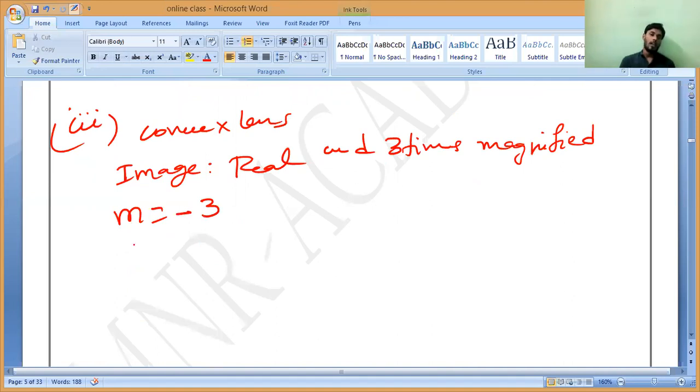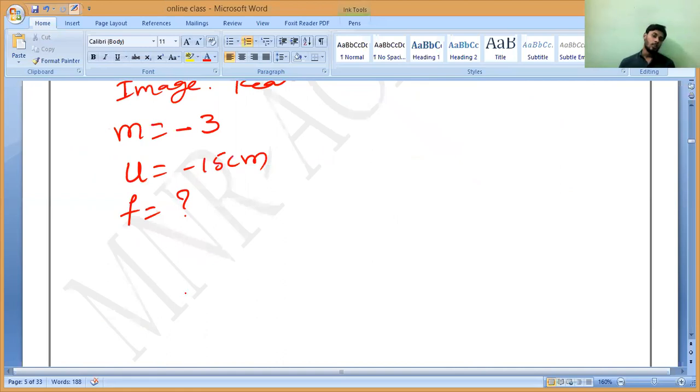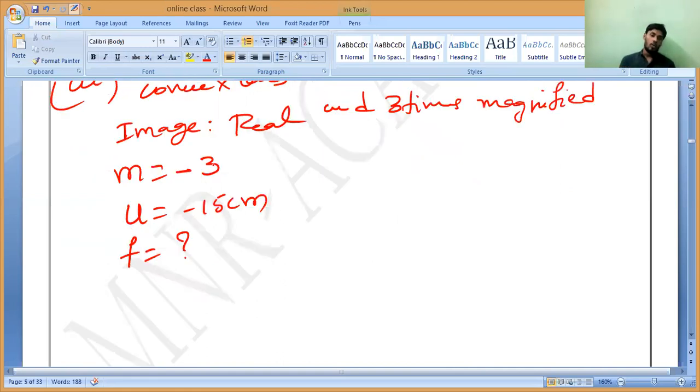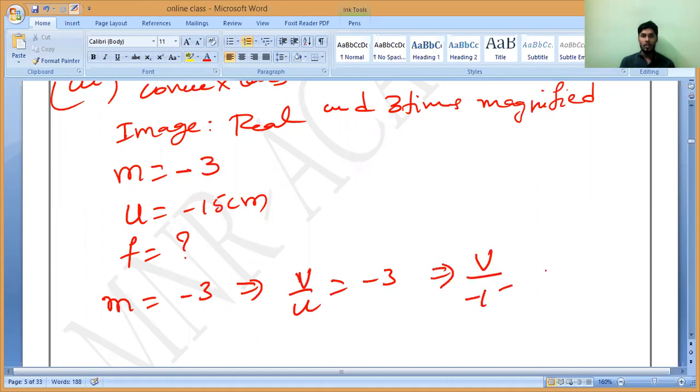After asking us to calculate, the object distance is given as minus 15 centimeter. They are asking f is equal to how much? First, M is equal to v by u. The magnification is equal to -3, so v by u is equal to -3, which is v by -15 equals -3. So v is equal to -3 into -15.